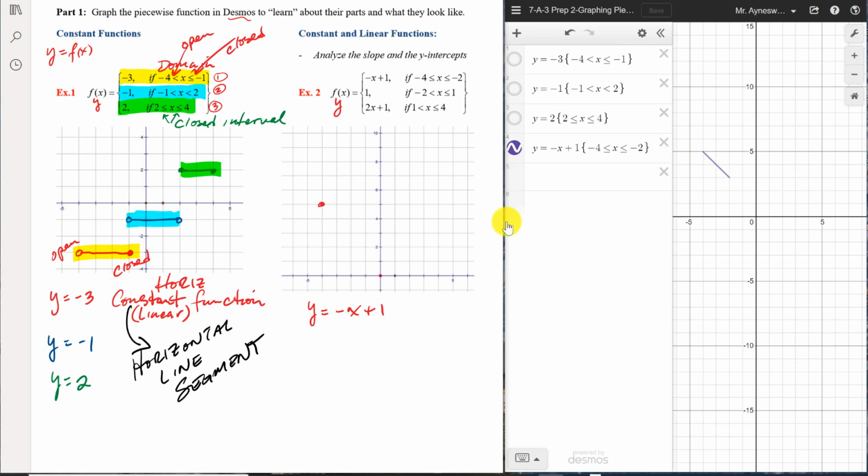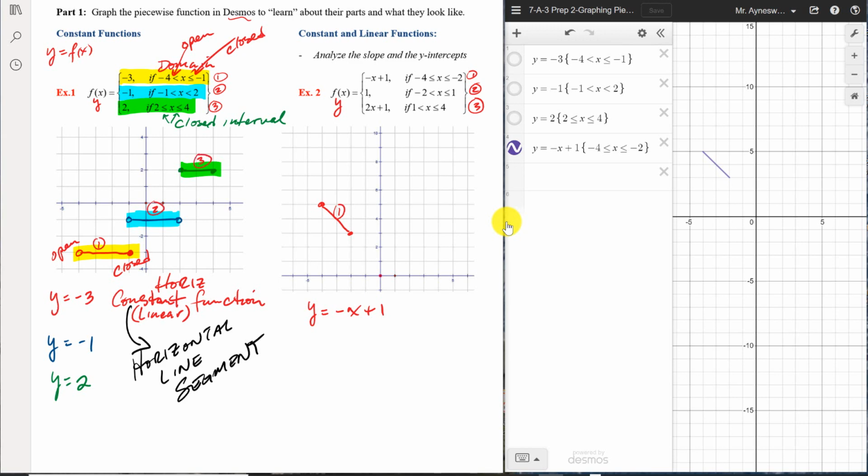The next point is left 2, up 3. So left 2, up 3. Here we go. Okay, there's your first piece. First piece, second piece, third piece. This is the first piece. Second piece, third piece.